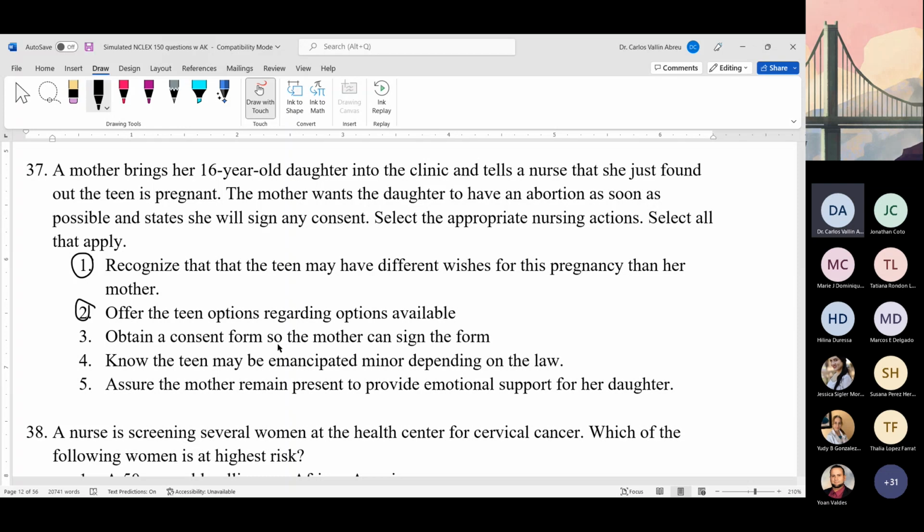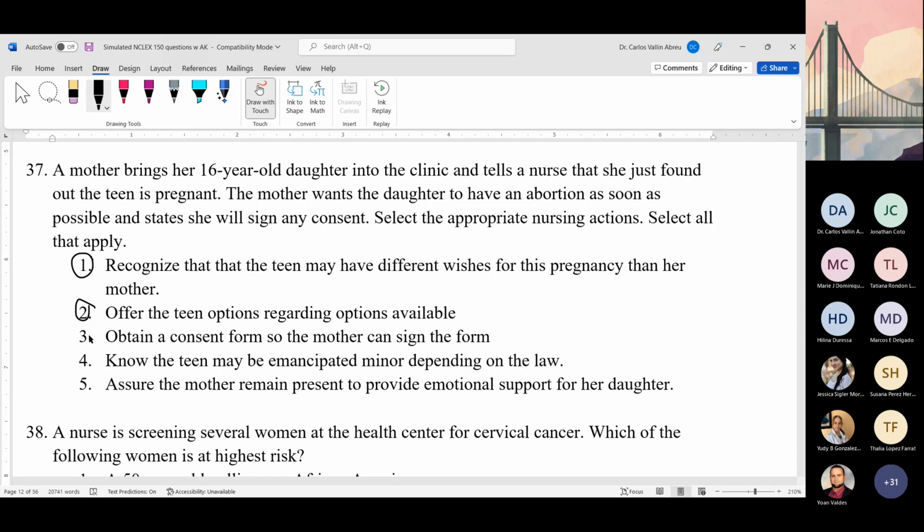Obtain a consent form so the mother can sign the form. Yes or no? No. Why not? Because she's emancipated. At 16, if she's pregnant, I think she's emancipated, something like that. Do you know that you can abort without the consent of your parents if you're a minor? Yes, professor, but it's optional for the mother. Okay, you are talking with a lot of security about something that is totally wrong.